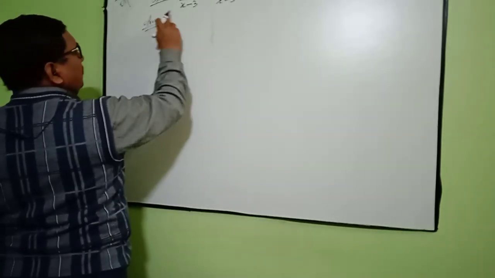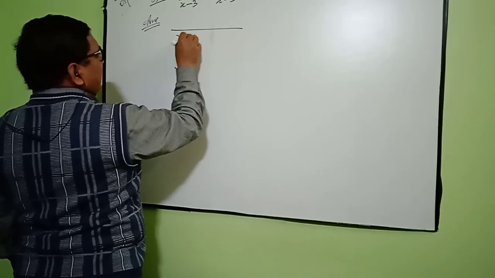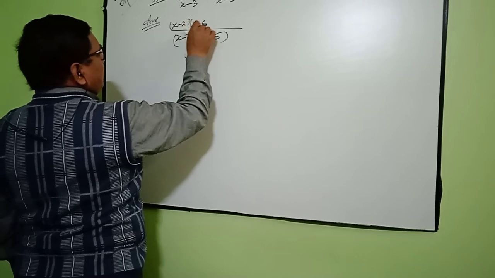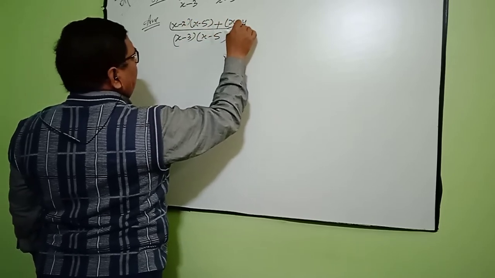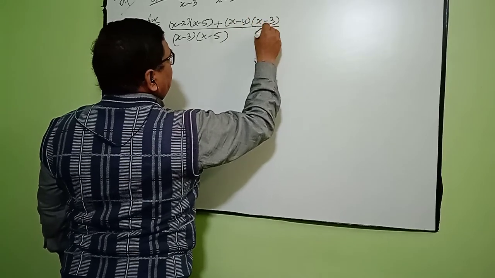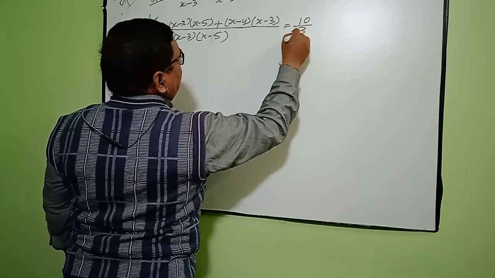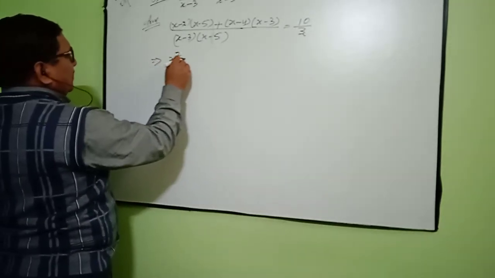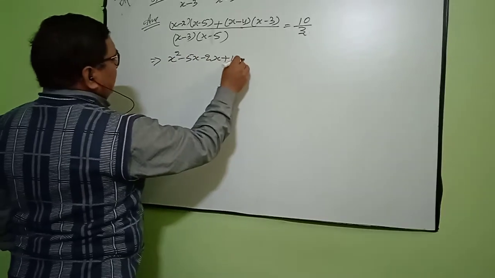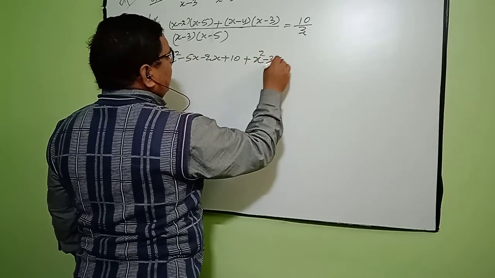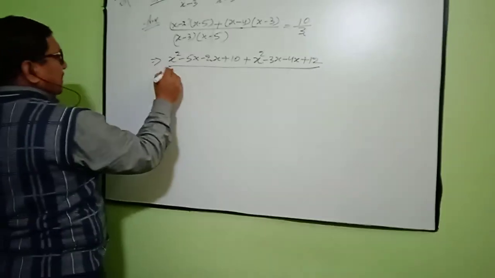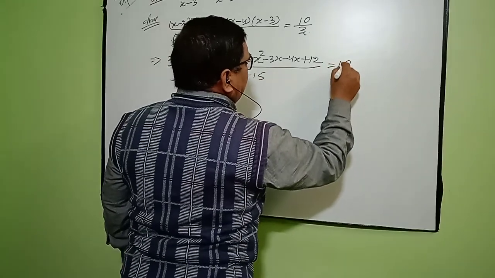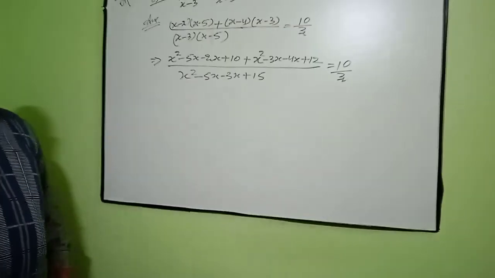Answer. From the left side you will take the LCM, (x minus 3)(x minus 5), and in the upper side, (x minus 2) into (x minus 5) plus (x minus 4) into (x minus 3) equals 10 by 3. Now x square minus 5x minus 2x plus 10 plus x square minus 3x minus 4x plus 12, divided by x square minus 5x minus 3x plus 15, equals 10 by 3.